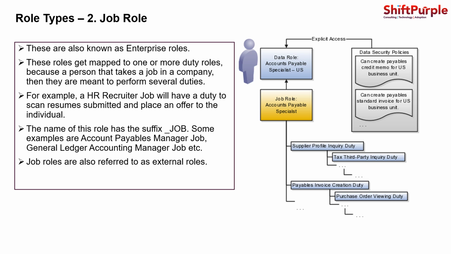Second is job role. These are also known as enterprise roles. Earlier was application role. These roles get mapped to one or more duty roles, because a person that takes a job in a company is meant to perform several duties. For example, an HR recruiter job will have a duty to scan resumes, submit them and place an offer to an individual. The name of this role has the suffix underscore job. Some examples are account payable manager job, general ledger accounting manager job. So job roles are also referred to as external roles.